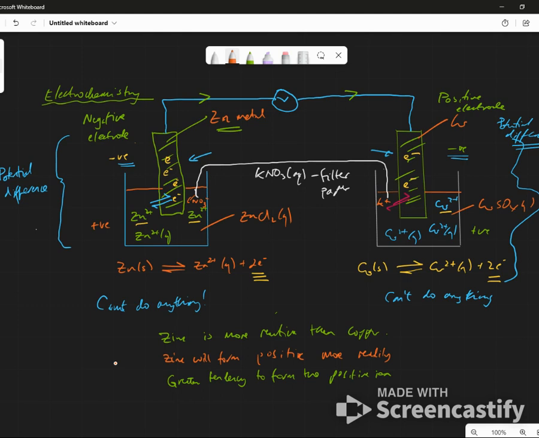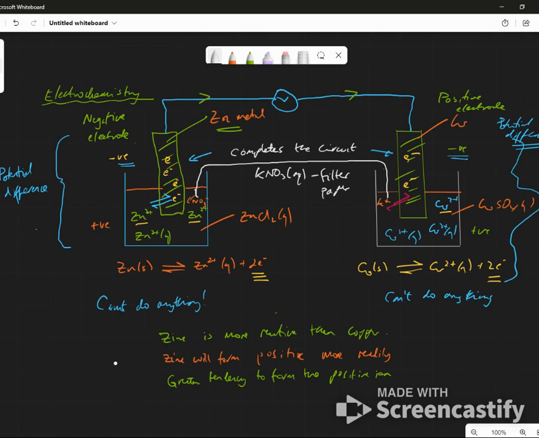If someone asks you why do we need the salt bridge, we say it completes the circuit. Completes the circuit.